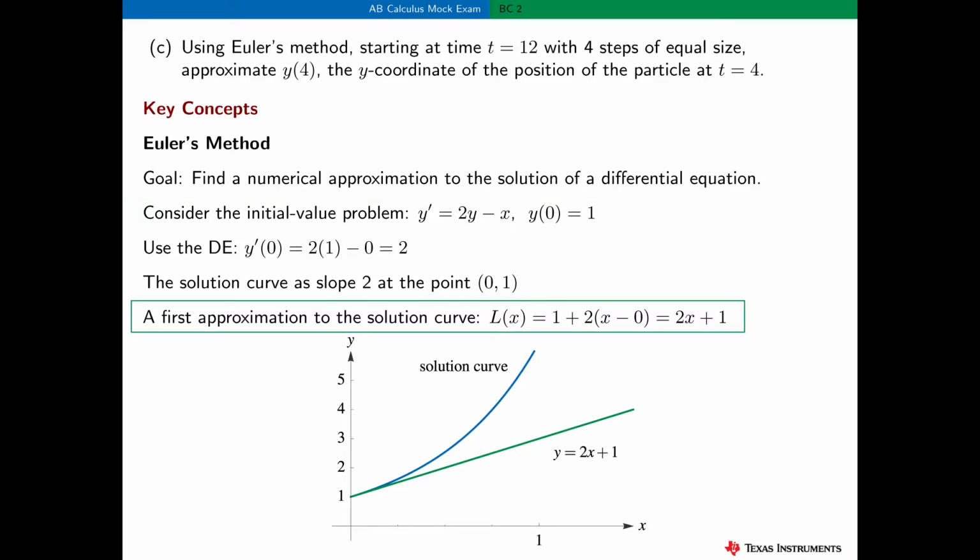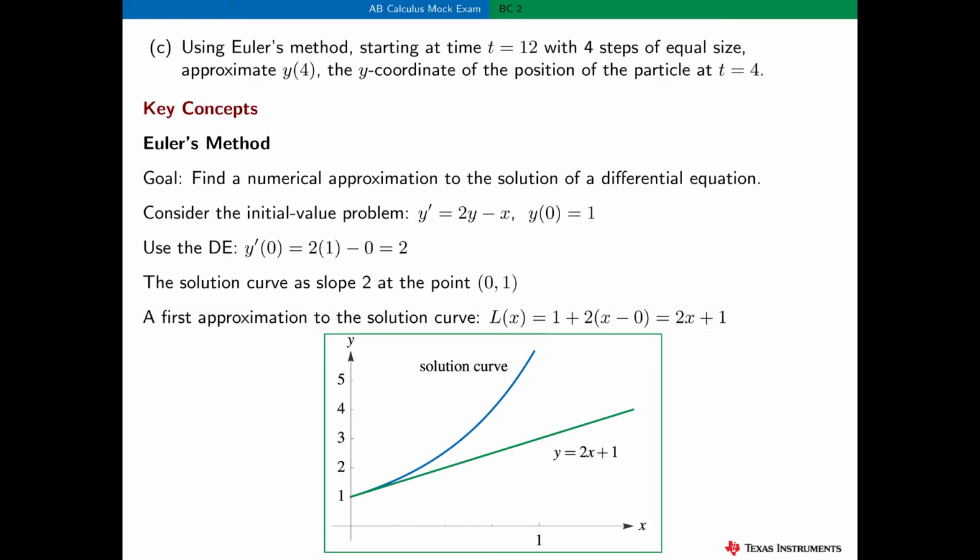So a first approximation to the solution could be the linear approximation. In this case, it would be L of x is equal to 2x plus 1. This is an equation of the tangent line to the graph of the solution at the point (0, 1). Here's a graph of the actual solution curve and the first approximation. You can see that as we move farther away from the starting point, the approximation becomes worse.